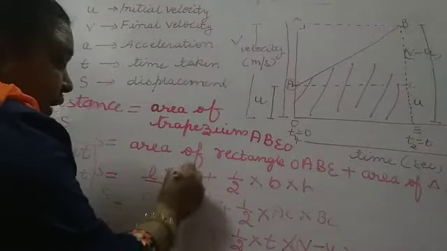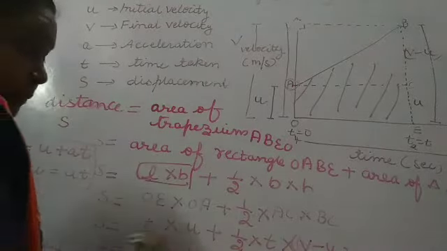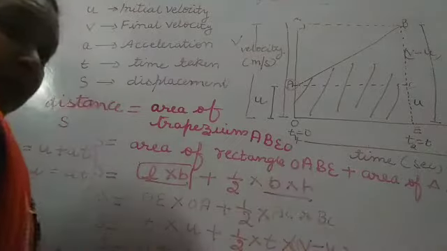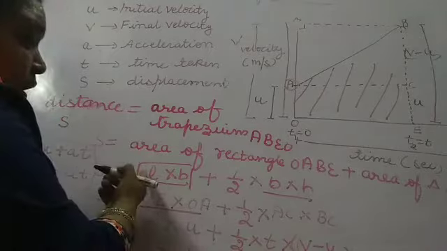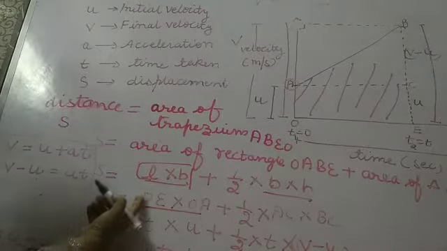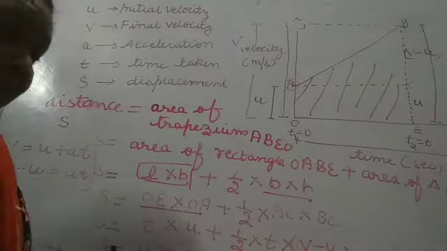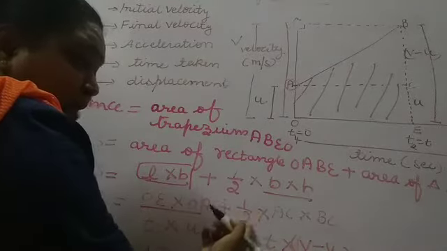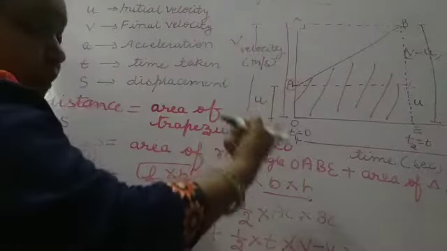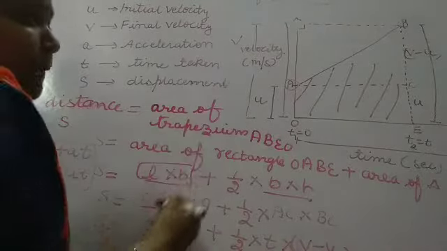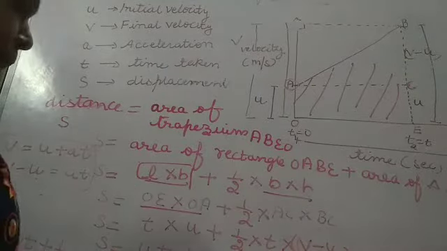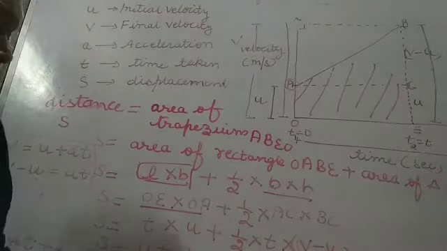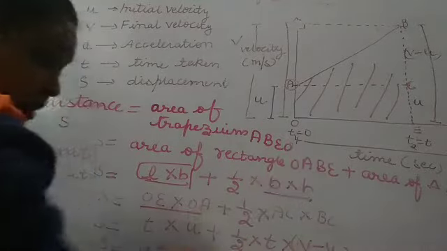Then I have taken the area of rectangle and area of triangle. I know the area of rectangle is length into breadth. And what is the area of triangle? Half base into height. And I have taken the value in place of length OE, in place of breadth OA. Then plus half multiplied by the base of the triangle, that is AC, multiplied by BC. Clear?